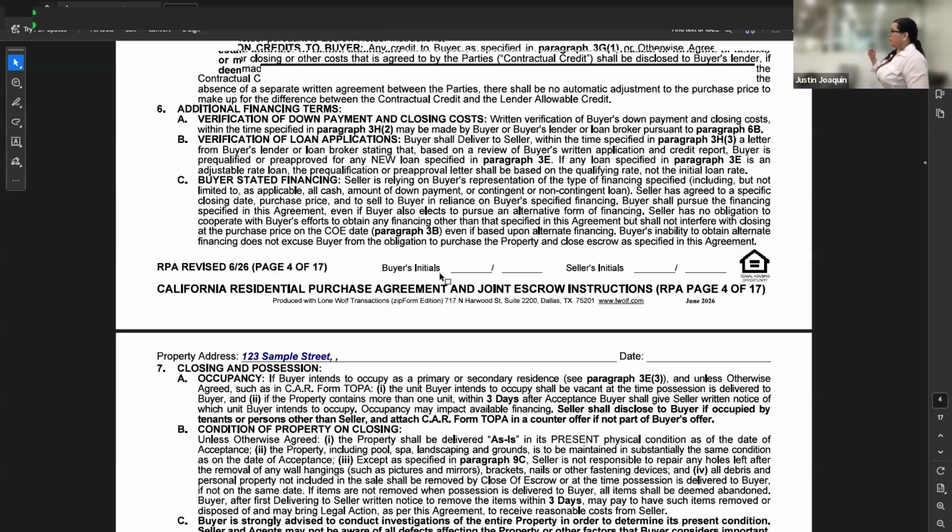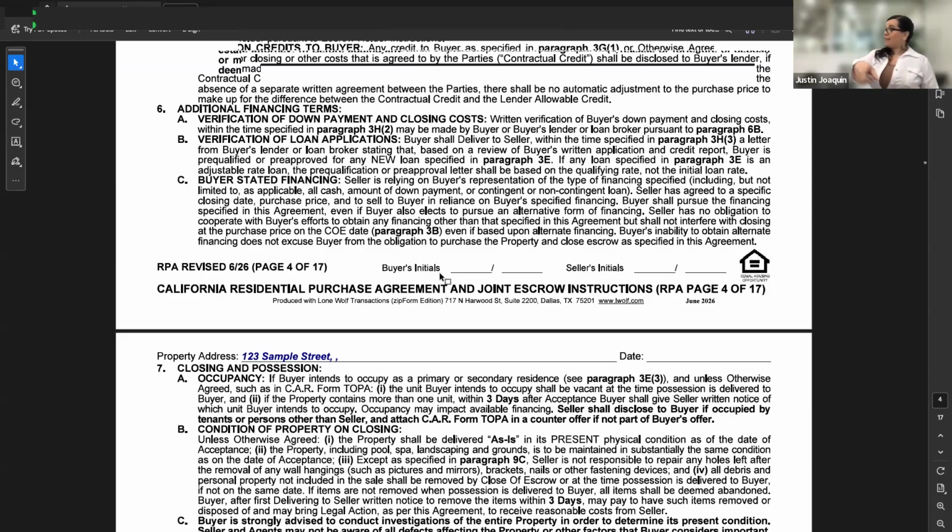And then C, buyer stated financing. Now this one I do need to take a few seconds on. This comes up a lot. Buyer stated financing. Sellers relying on buyer's representation of the type of financing specified. Before I finish reading, this answers what common question? I said in my contract, my buyer's getting a conventional loan, but the lender can actually get them a better rate on an FHA. Can I just switch? That's a common question. Can I just switch to an FHA?